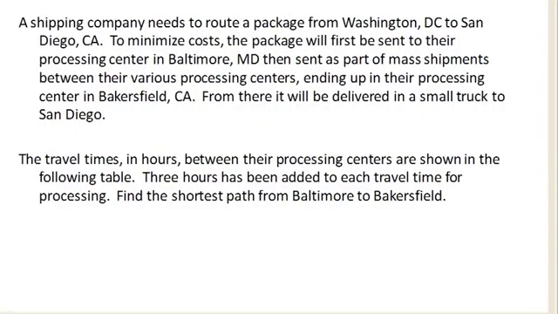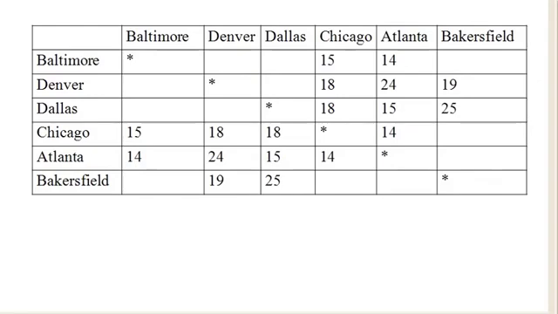So a shipping company needs to route a package from Washington, D.C. to San Diego. To minimize costs, the package will be first sent to their processing center in Baltimore, Maryland, then sent as part of mass shipments between their various processing centers, ending up in their processing center in Bakersfield, California, and there it'll be put on a small truck out to San Diego. So we're mainly routing here between these processing centers, and so we calculate the travel time, we add a few hours for processing, and we end up with a table of values that looks like this.